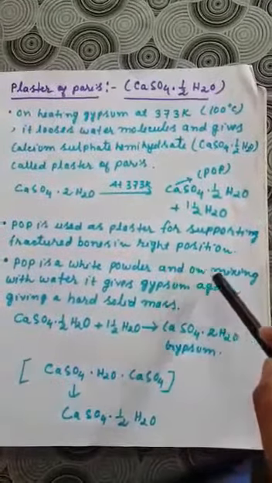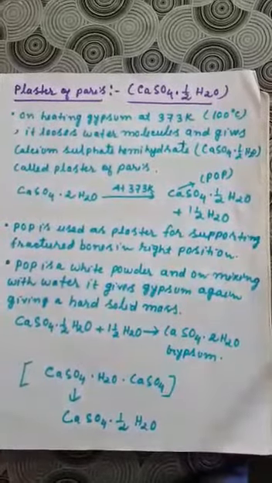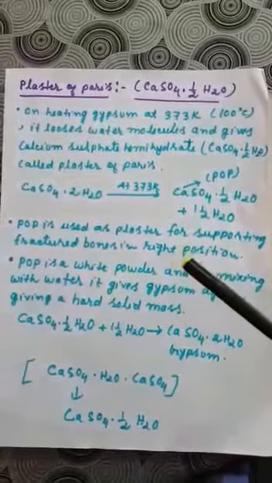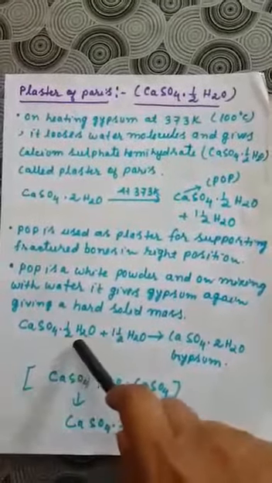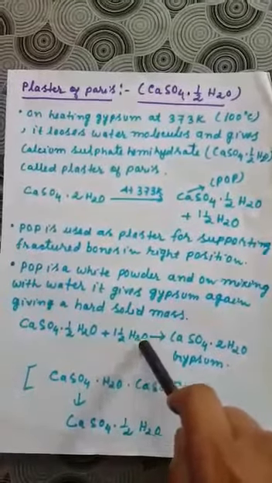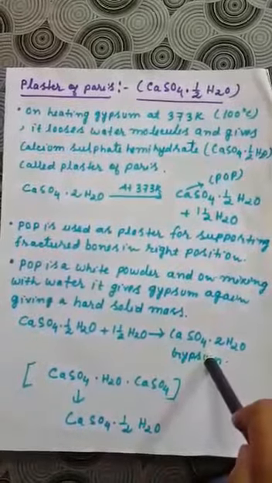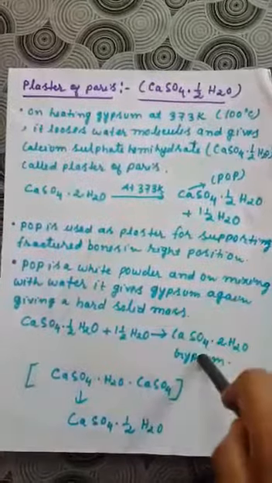Plaster of Paris is a white powder, and on mixing with water it again gives gypsum, which is a hard solid mass. So if plaster of Paris comes in contact with water, what will happen? Again it will give us gypsum. These two reactions you have to remember.